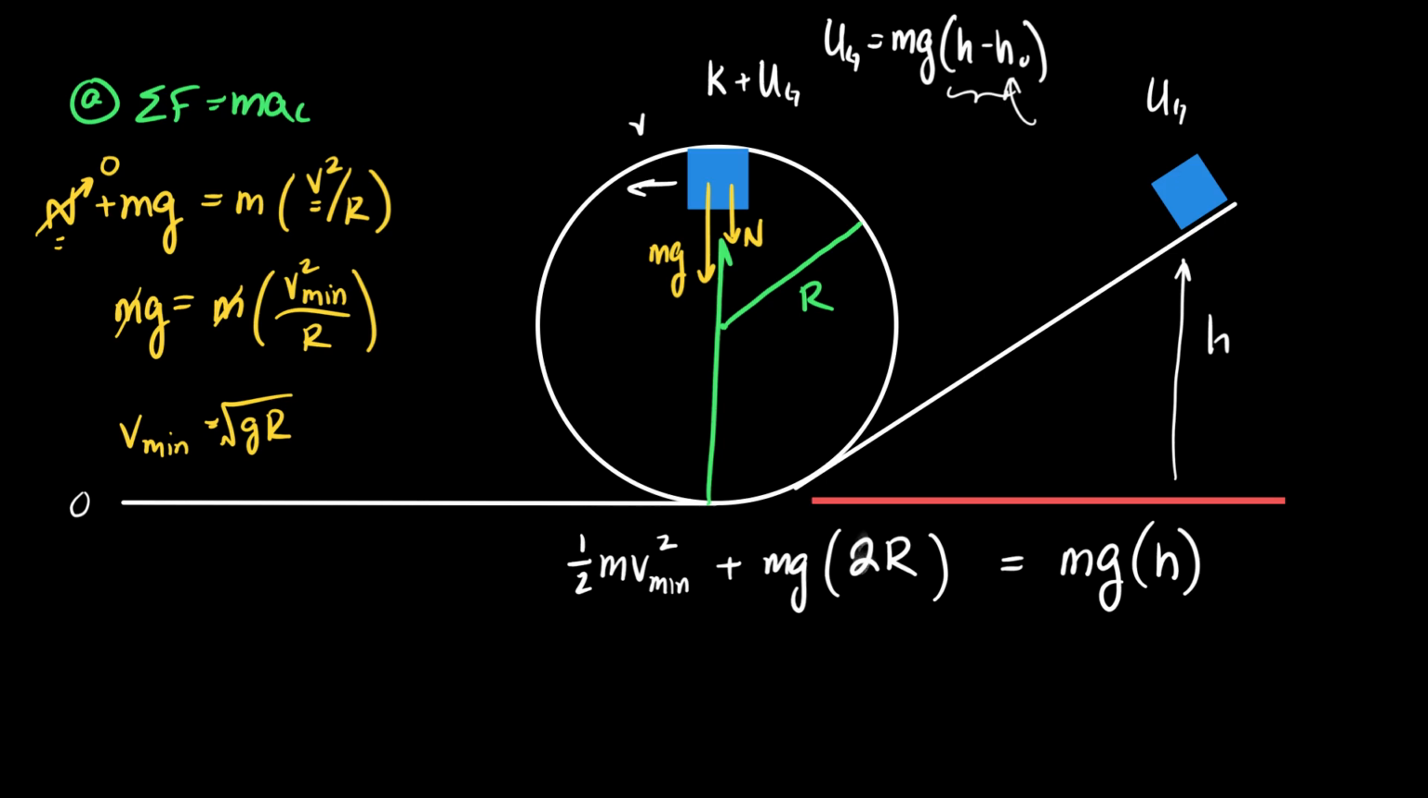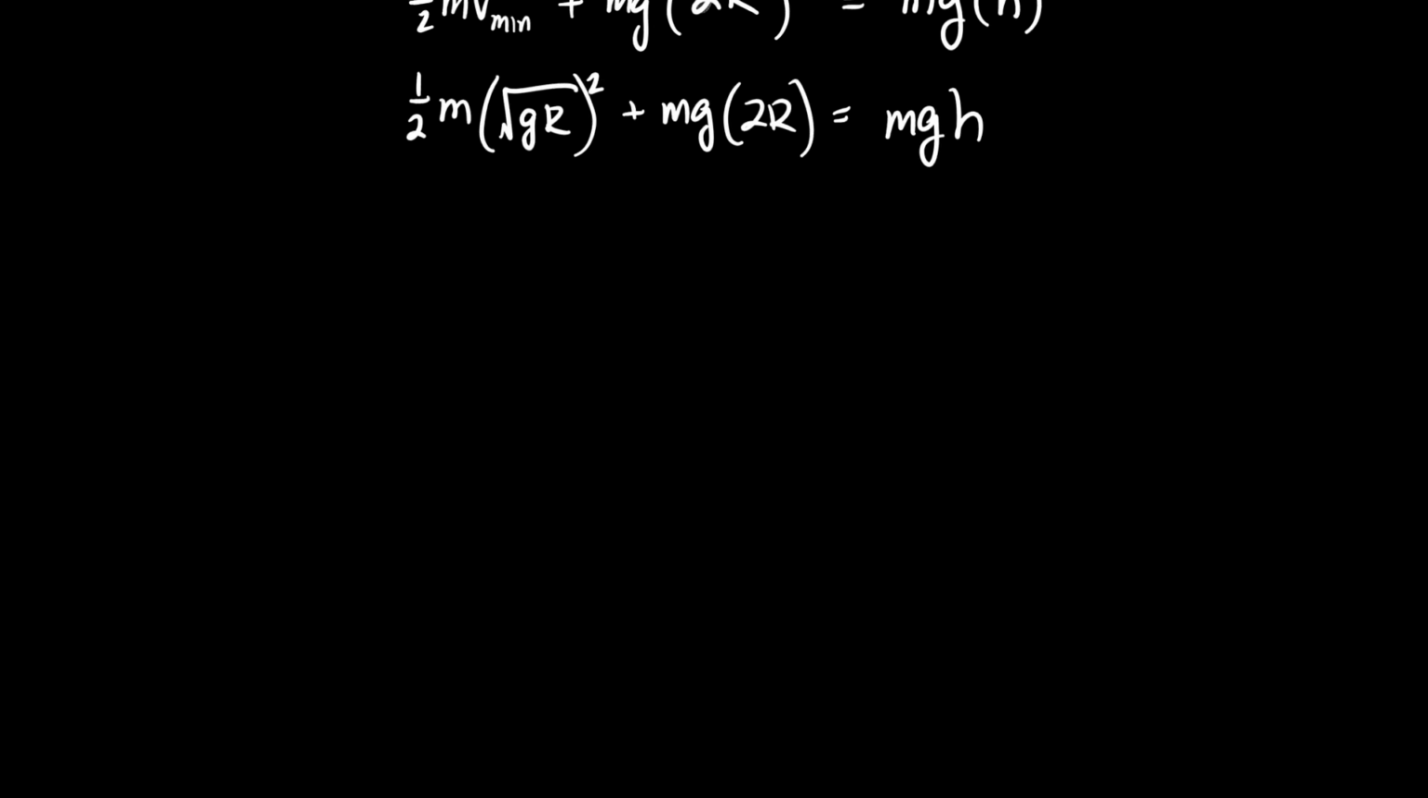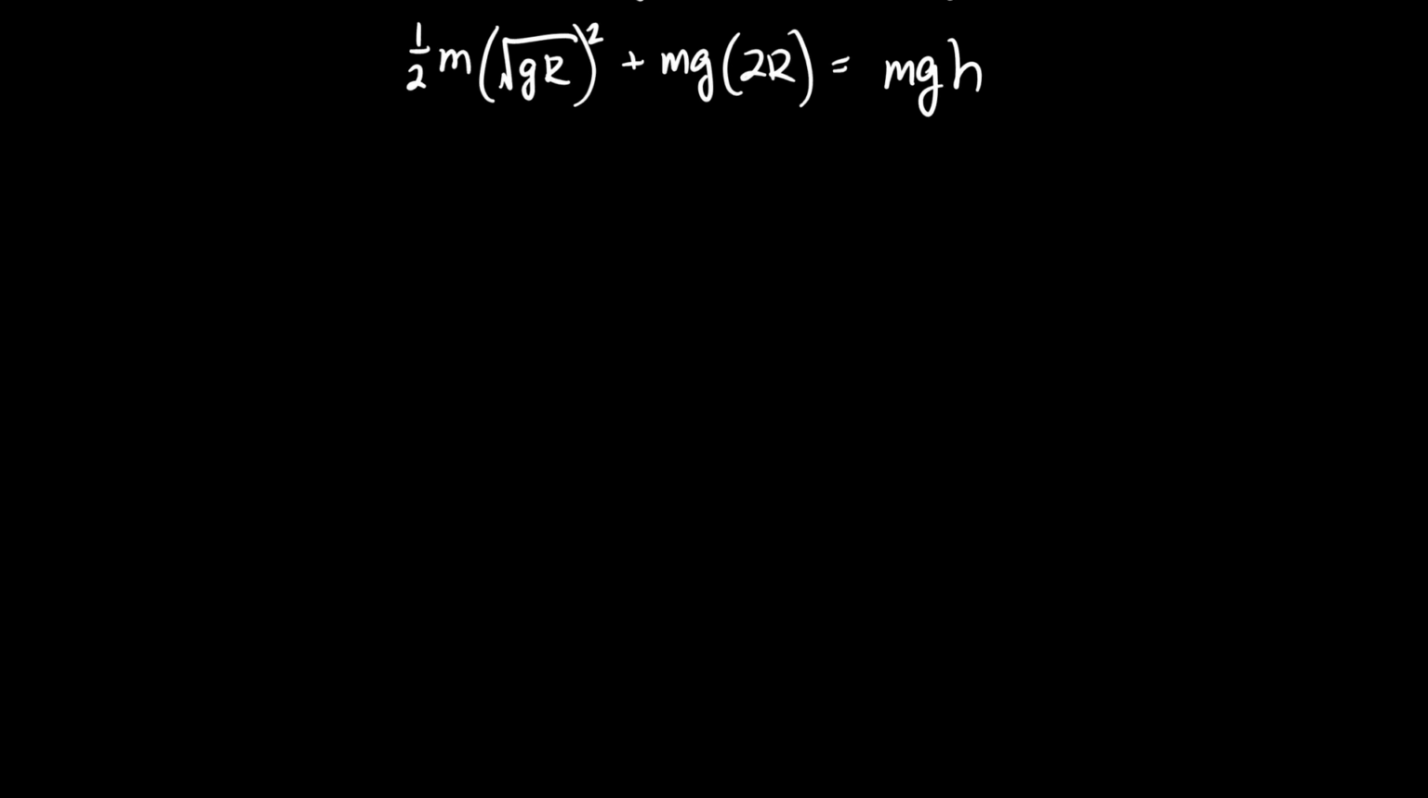All right. I'm not allowed to have v in my answer. So I'm going to substitute this expression I just found for v. So 1/2 m times the square root of gr, squared, plus mg times 2r equals mgh. I wish to find h.